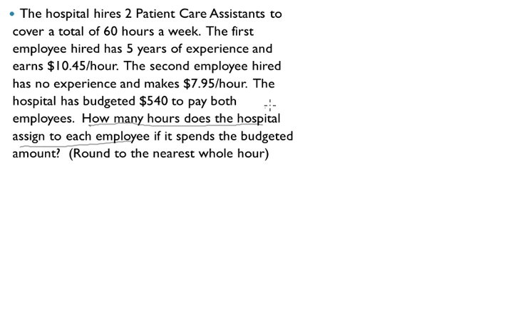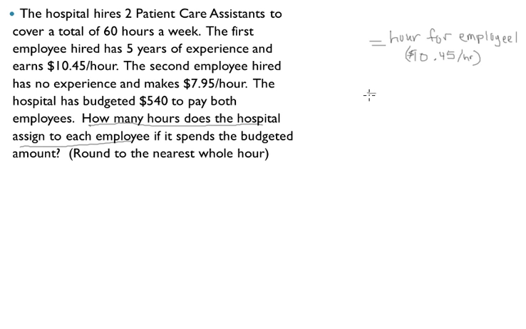So I know that my unknowns are hours for employee 1, and I'm going to put with that, when I read the problem, the first employee is earning $10.45, so that just helps me keep track of who employee 1 is, and that's per hour. And I don't know the number of hours.